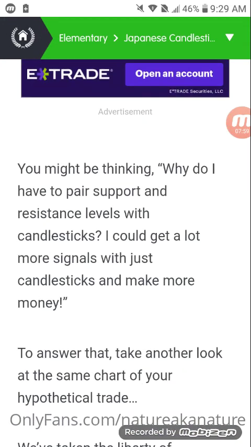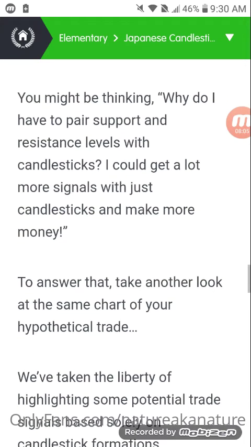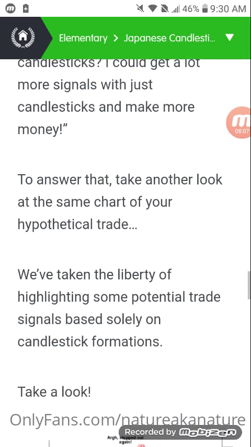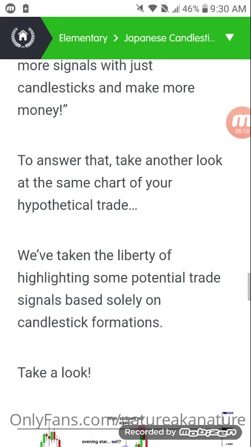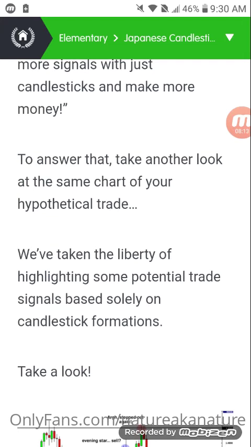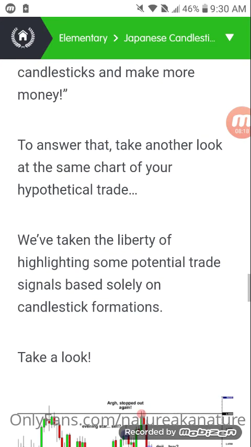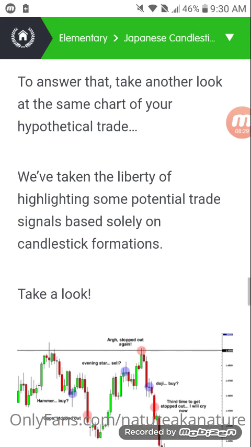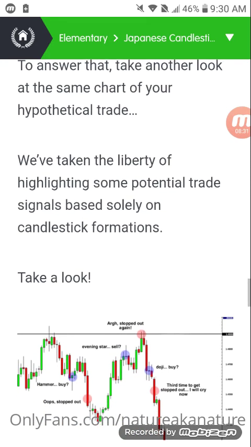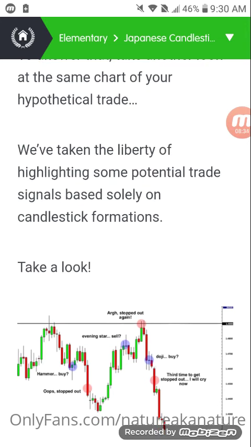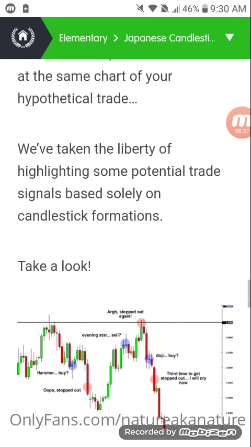You might be thinking, why do I have to pair support and resistance levels with candlesticks? I could get a lot more signals with just candlesticks and make more money. We trade at resistance and support levels: you sell at the top of the resistance, and you buy at the bottom of the support. To answer that, take another look at the same chart scenario, but this time the only difference is we have taken the liberty of highlighting some potential trades, since you're solely focused on candlestick formations and not the overall picture, which is that we only take trades at the top of resistance and support levels.